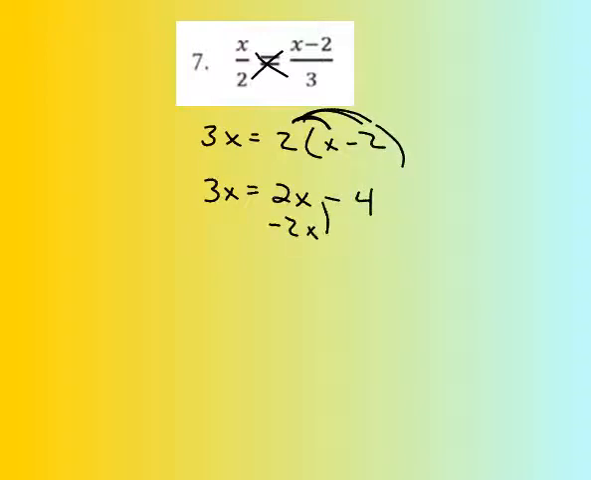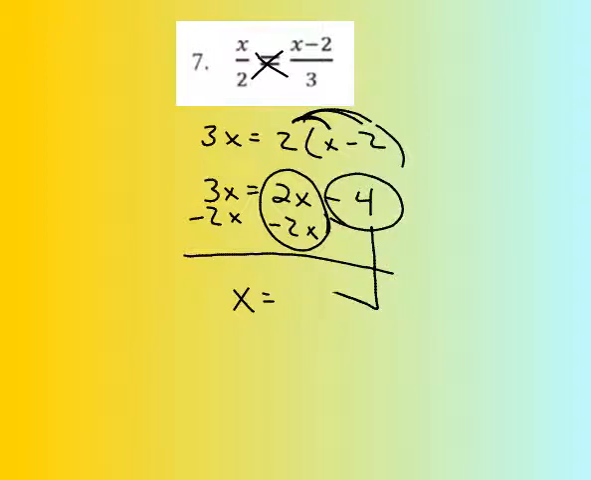So I would subtract 2x to get rid of that. Subtract 2x. This is a good one too, because 3 minus 2 is going to be that 1x equals this subtraction. That whole thing has to stay. So x is equal to negative 4. Make sure you're able to get that.